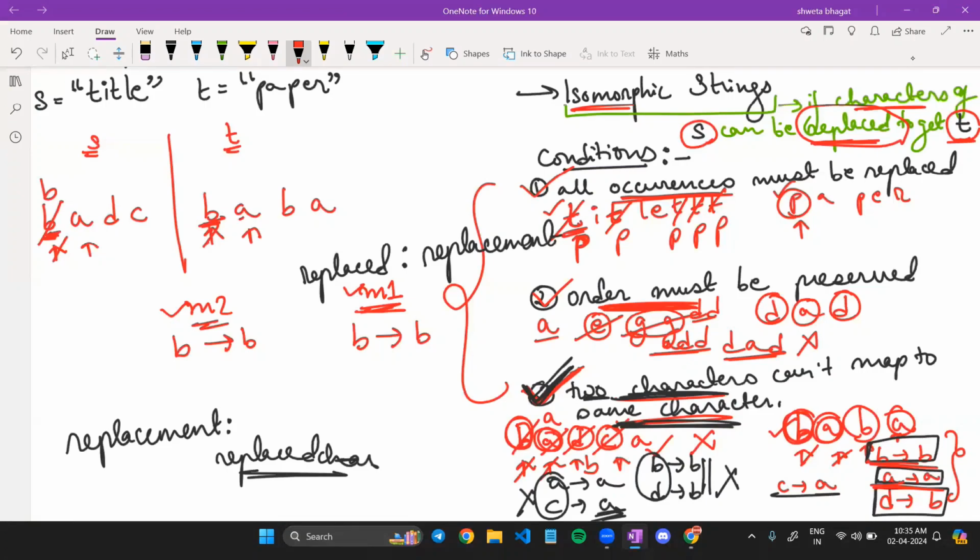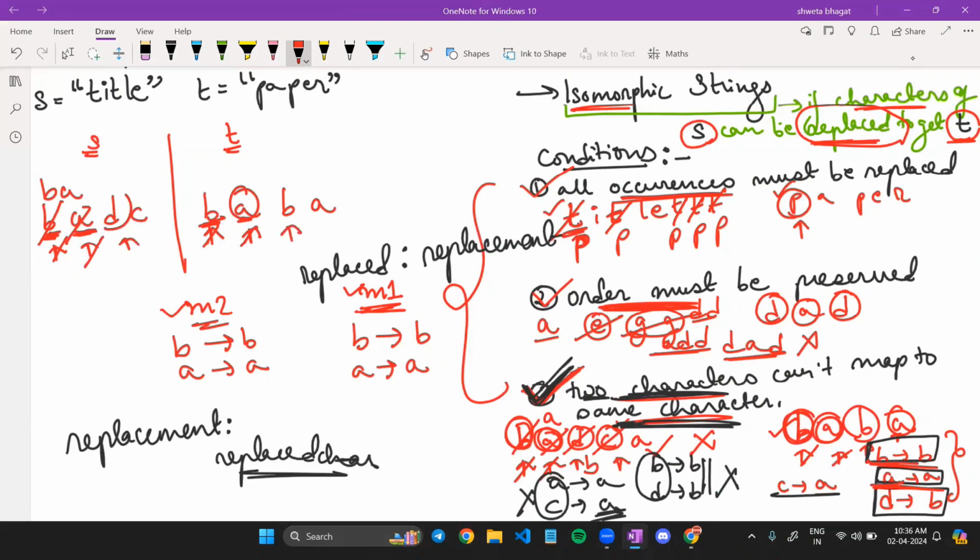Now we see that we have an A over here and an A over here. So we'll replace this A with A only. So we'll get A and its corresponding replacement as A, correct? Now what we will store over here is that this particular A was formed by replacing this A, correct? Now we'll move forward.